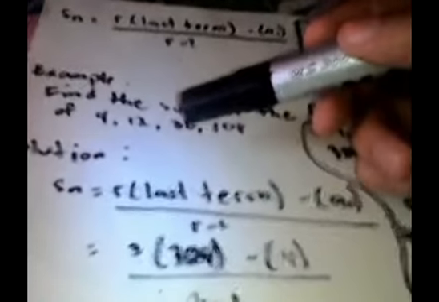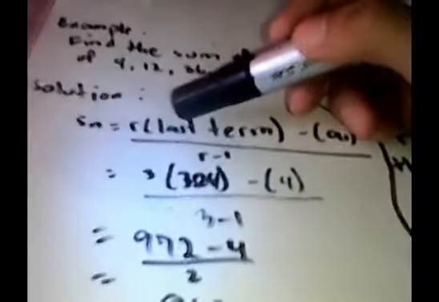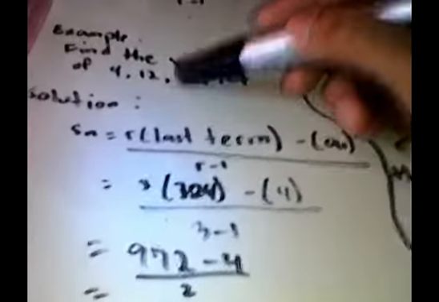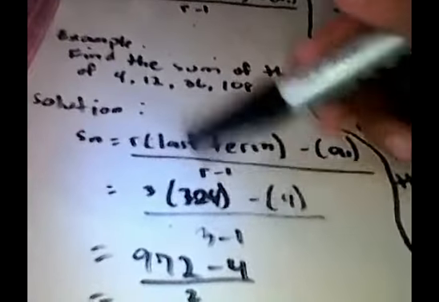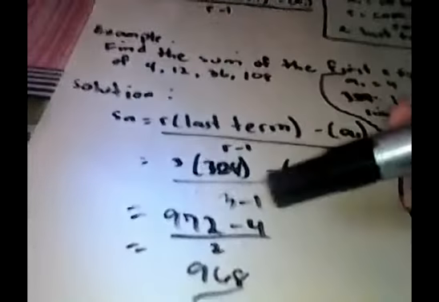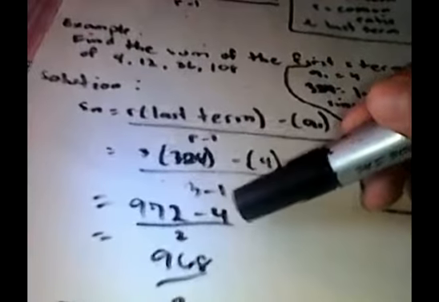Now let's set up an equation. S sub n is equal to r times the last term minus a sub 1, all over r minus 1. The common ratio is 3. The last term here is 324. So 3 times 324 is 972, then minus a sub 1, the first term, which is 4. So 972 minus 4 is 968.